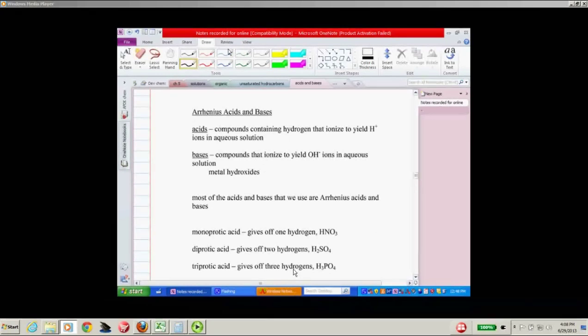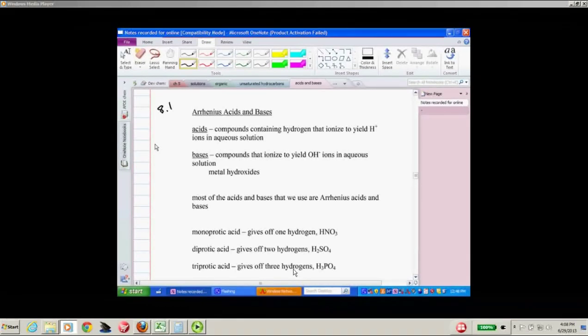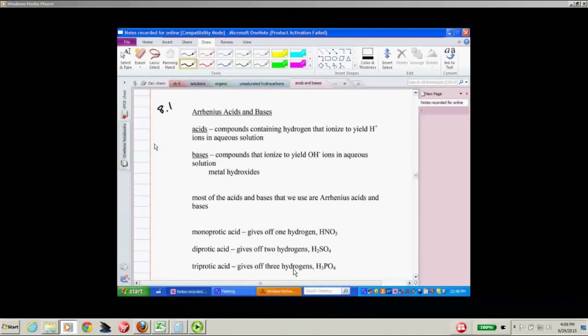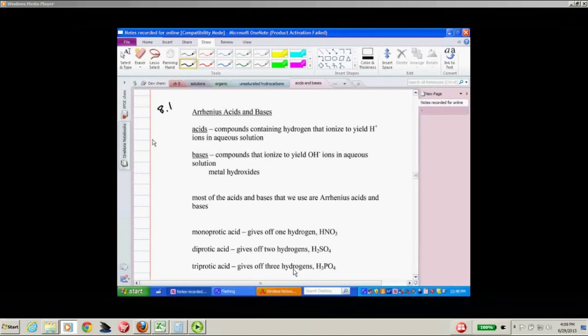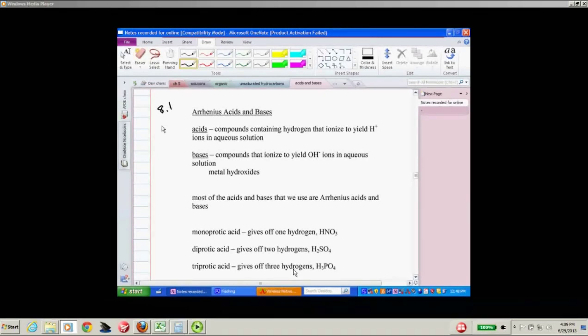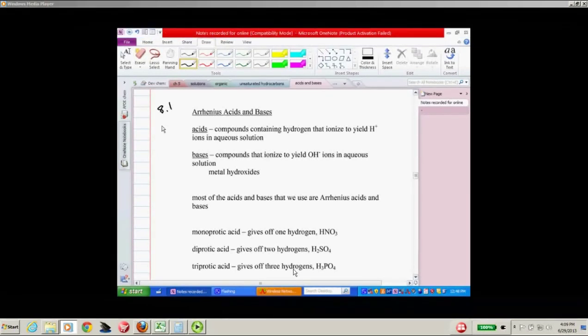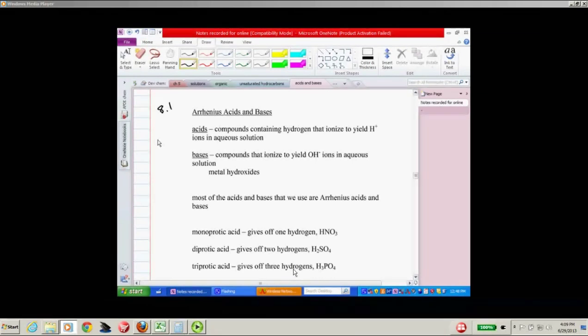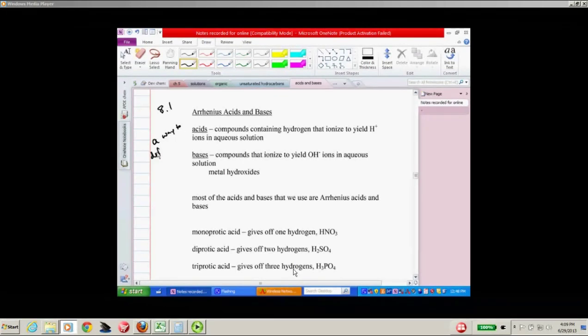Now, Arrhenius acids and bases. This is a way to define acids and bases. This puts us back in 8.1. And acids contain hydrogen ions, and bases contain hydroxide ions. This is an older, actually the first way they defined acids and bases, and it's still true, but we have another more modern definition that includes more substances, because the base definition here was really limiting since it only included the metal hydroxides.